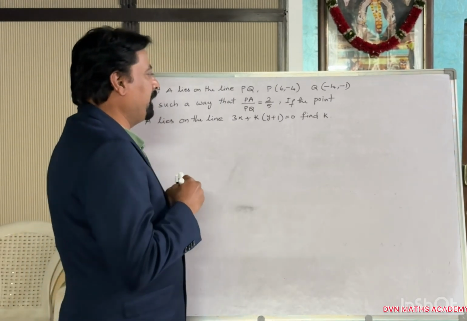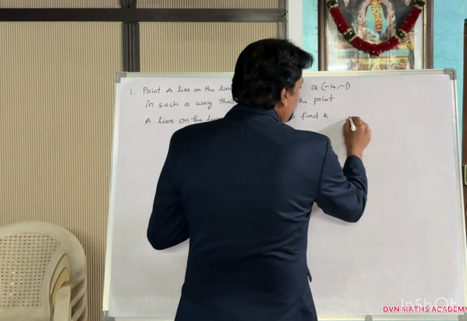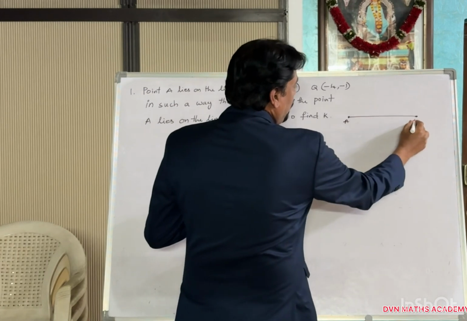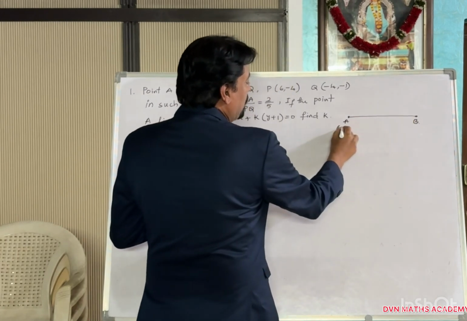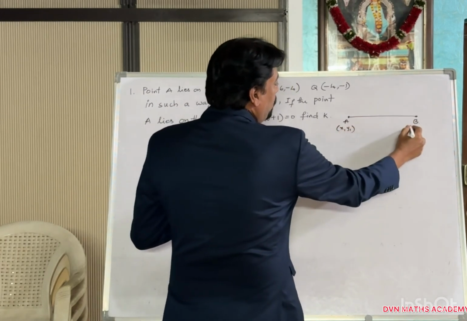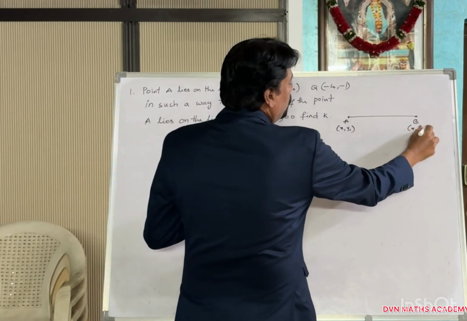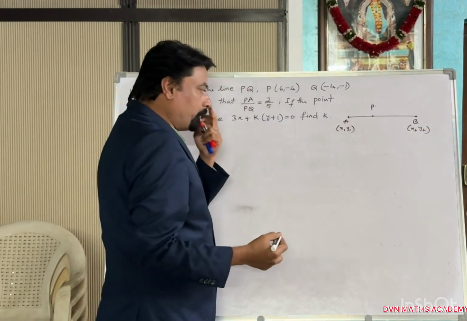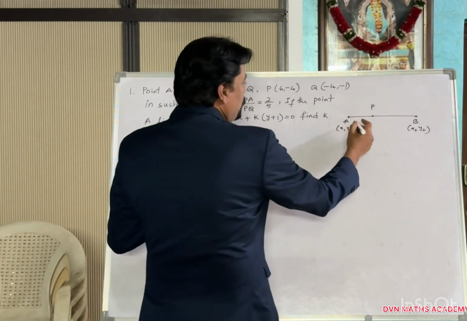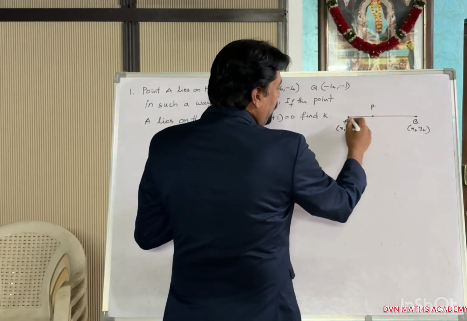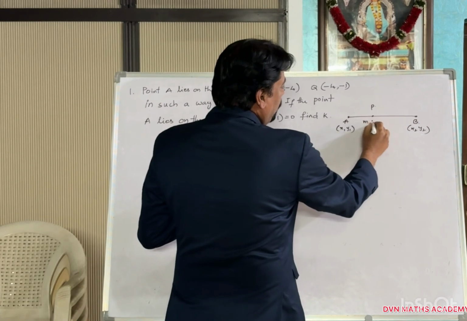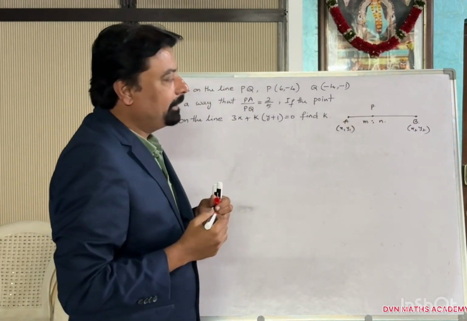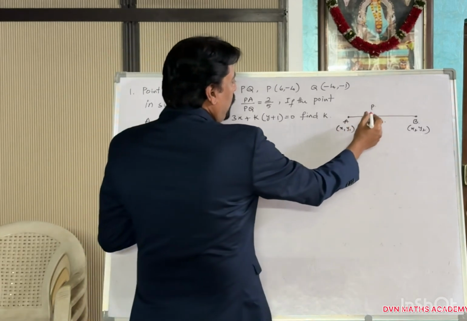Everybody knows the section formula. For example, here A, B is a line segment, where A is (x1, y1) and B is (x2, y2). If any point P lies on AB, it divides AB into two parts. For example, the ratio in which P divides AB is m:n. Then how do we find the coordinates of P?